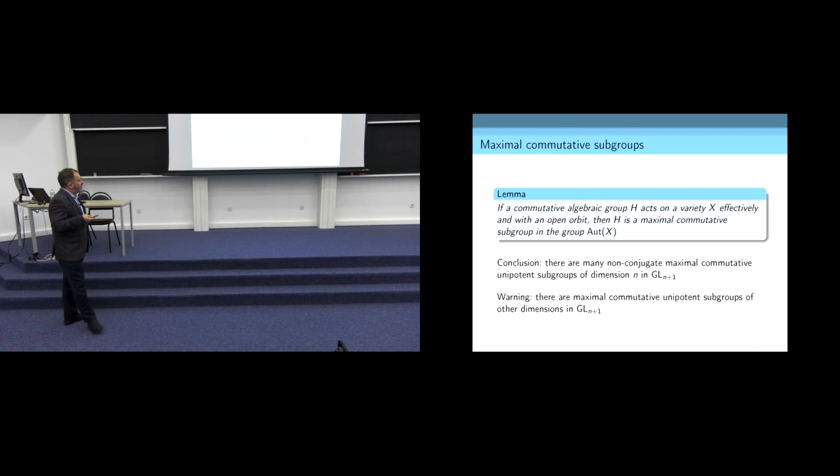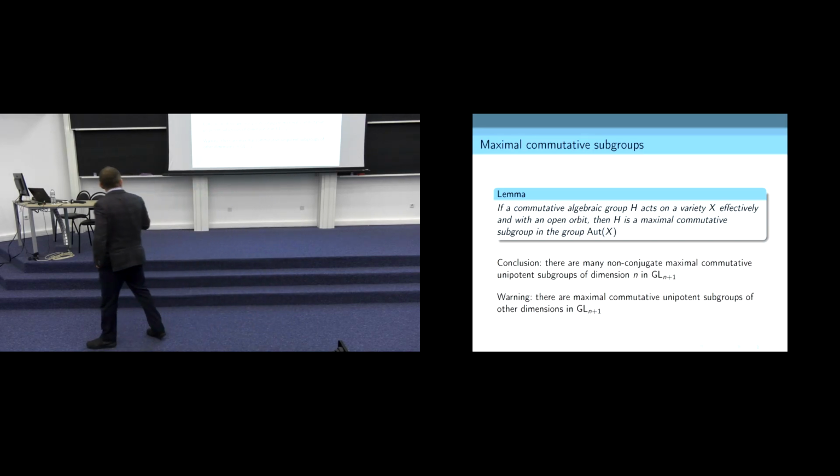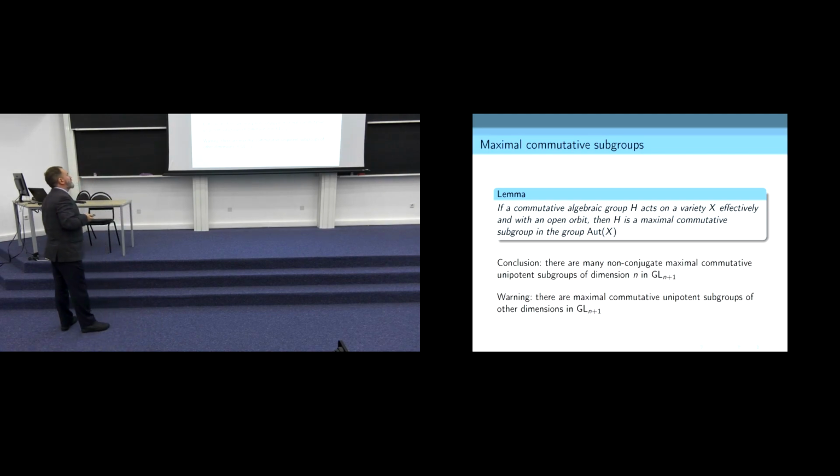But you may construct a maximal unipotent subgroup of different dimension, and they will not come from additive action. Subgroups coming from additive action are always n-dimensional. So the classification of maximal commutative unipotent subgroups is still mysterious. There are many papers, many results, but no complete classification.